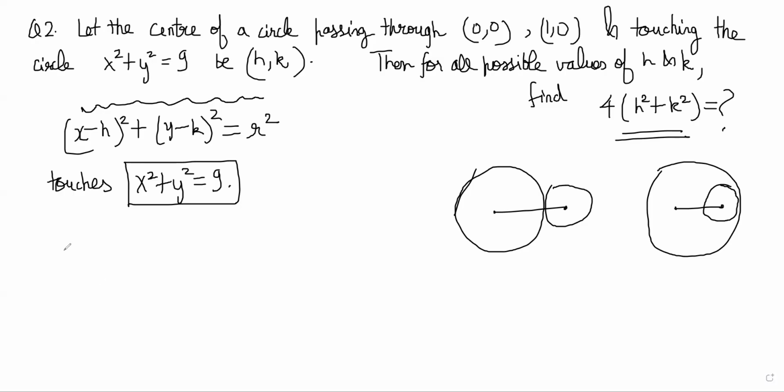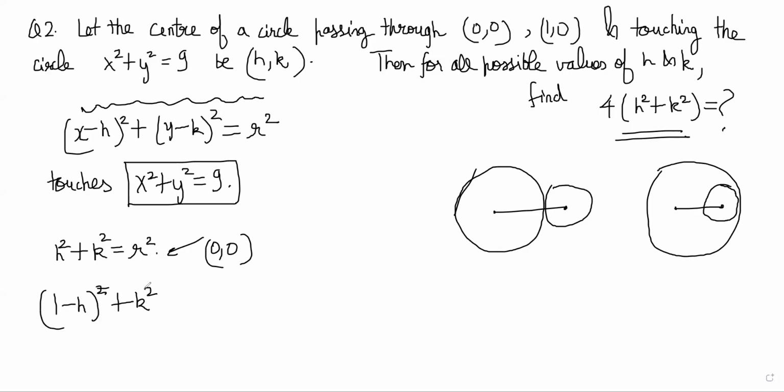So let's put that first. We get h square plus k square is equal to r square, and it also passes through (1, 0). Here I have put (0, 0) in the circle equation. If you also put (1, 0), you'll get (1 minus h) whole square plus k square is equal to r square, right? That is the second point that lies on the circle.